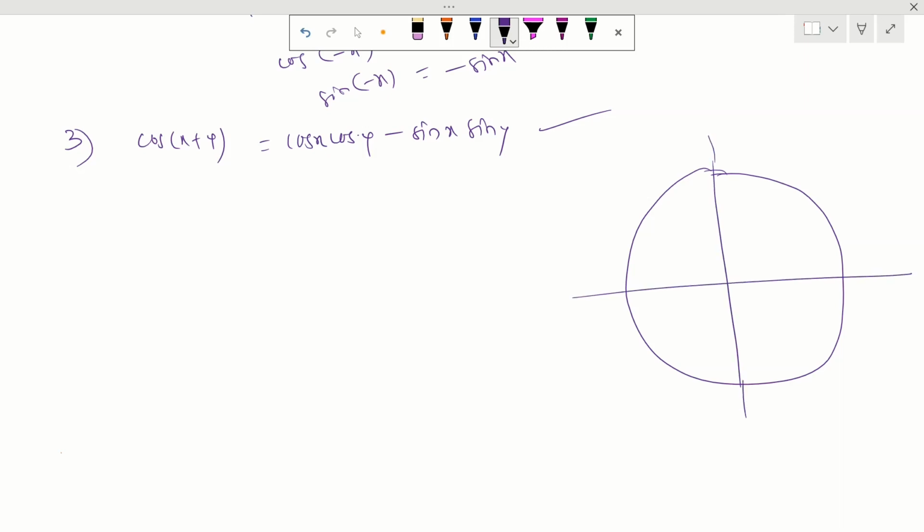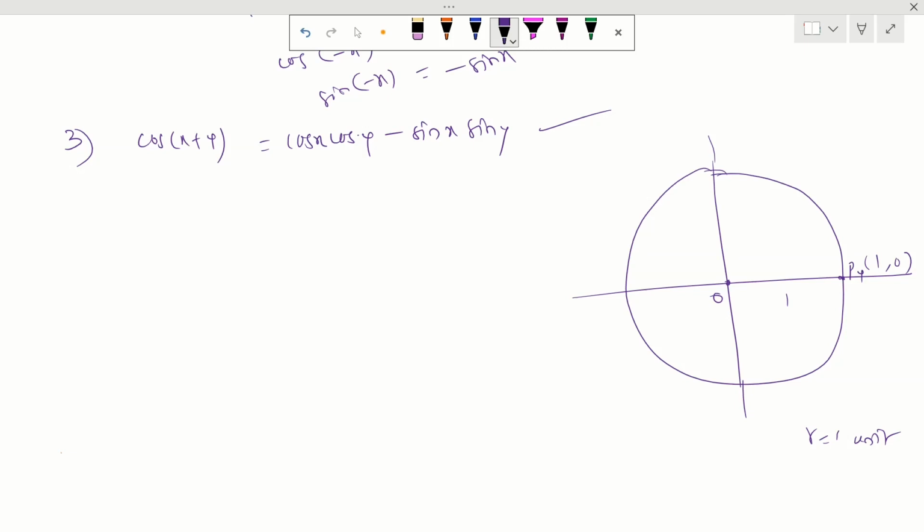Radius is equal to 1, so the radius is 1 unit here. I am taking this point as P4. P4 has 1 unit on the x-axis, so it is (1, 0). The y-axis value is 0 here, and this is the origin.